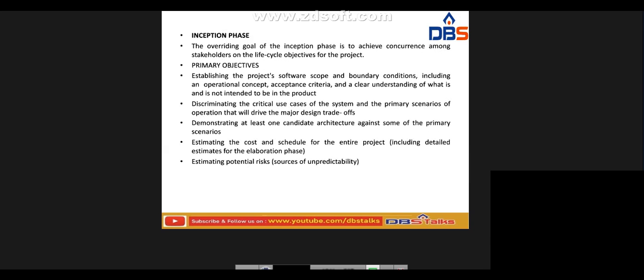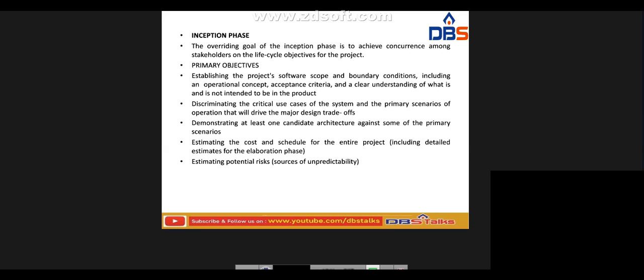The inception phase is the starting phase of the particular development. The overriding goal of the inception phase is to achieve concurrence among the stakeholders on the life cycle objectives. What are the objectives of the life cycle? It will depend upon the stakeholders. The first primary objective is establishing the project software scope and boundary conditions, including operational concepts, acceptance criteria and a clear understanding of what is and is not intended in the product.